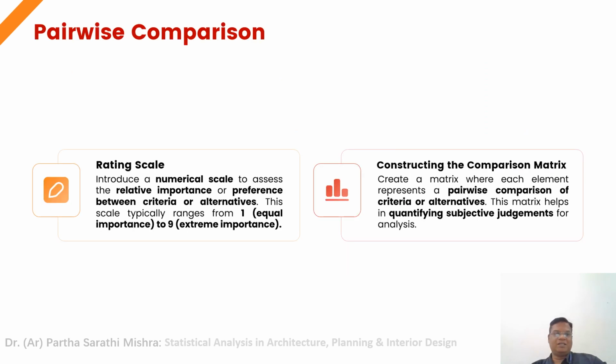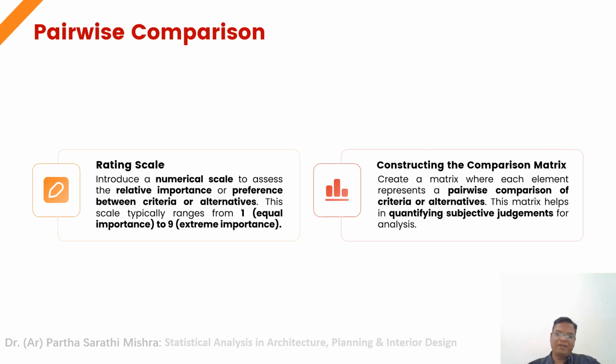Now, pair-wise comparison. This is one of the unique selling points of this particular analytic hierarchy process. In this method, we are dealing with a one-to-one comparison among the parameters or attributes or variables, whatever you can say. Now, rating scales. Introduce a numerical scale to assess the relative importance or preference between criteria or alternatives. This scale typically ranges from 1 to 9. 1 is equal importance, 9 is extreme importance.